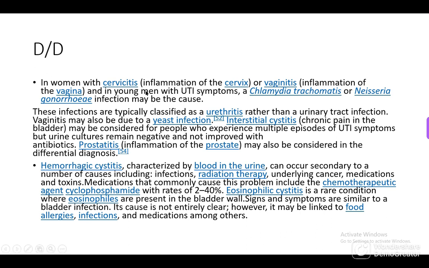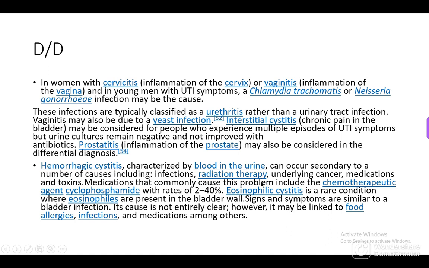Now, in women with cervicitis or vaginitis, or associated with a young man, with a urinary tract symptom, Chlamydia trachomatis, which is a very, very important sexually transmitted disease, or Neisseria gonorrhoeae infection may be the cause. It is possible if they are already diagnosed with a comorbid sexually transmitted disease. These infections are typically classified as urethritis rather than a urinary tract infection.